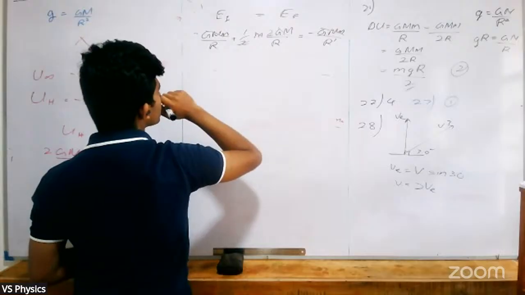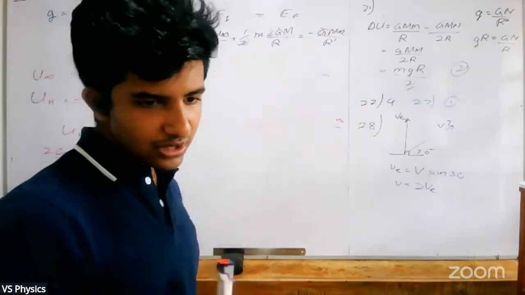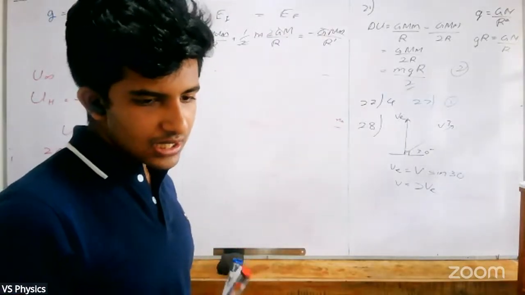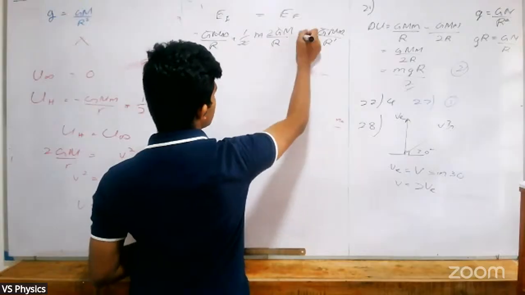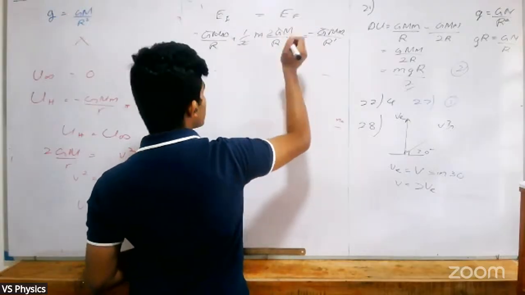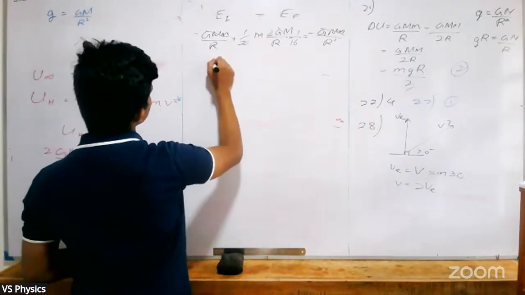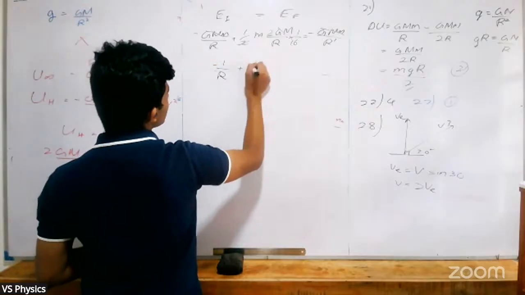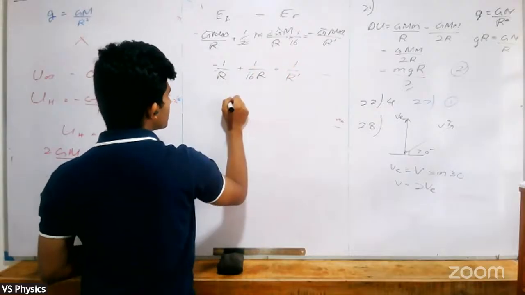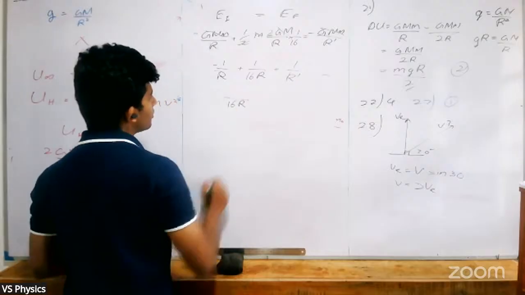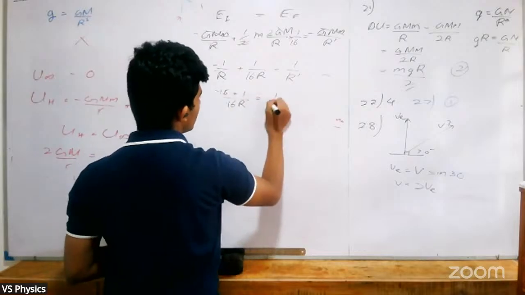The velocity is 1/4 of the escape velocity. 1/4 times 1/4 is 1/16. Then we are left with minus 1 over r plus 16r equals 1 over r dash. When we take the common multiple, what do we get? Minus 16 plus 1 is equal to 1 over r dash.